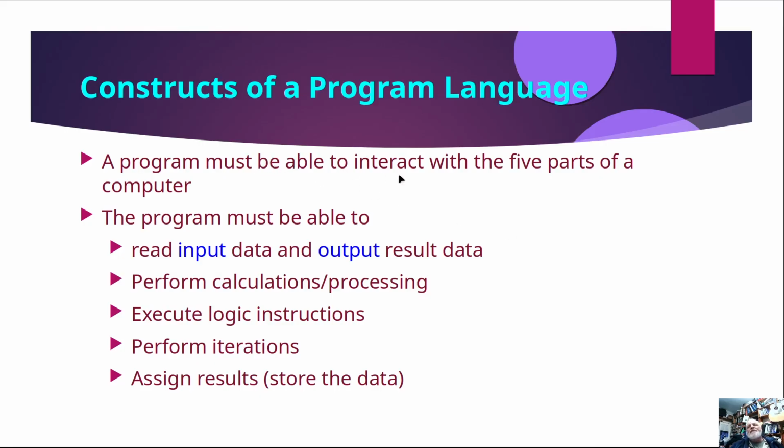Now, a program must be able to interact and basically do 5 different things. You have to be able to read the input data, take the output, any kind of results, and put those into memory. You have to be able to perform calculations, you have to execute logic, and you have to be able to do iterations, right? Because one of the key points of computers is the fact that they can do these calculations over and over again.